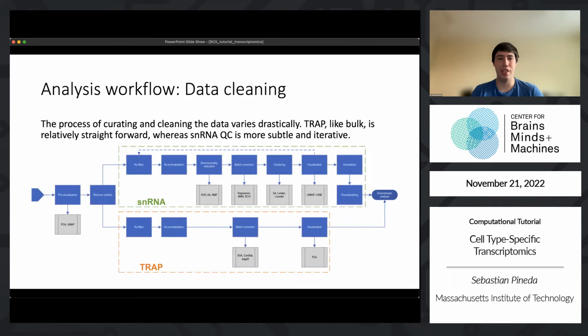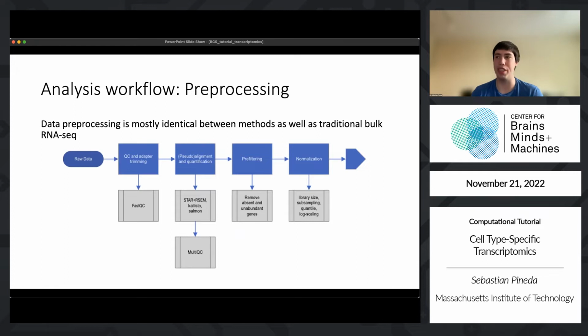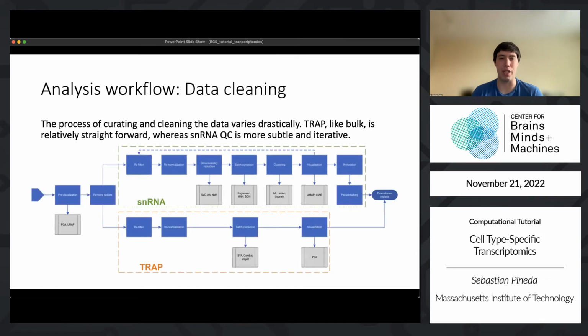And once you have that, this is where things start to diverge. Most of the QC for TRAP, and really any bulk RNA-seq, is done at the pre-processing stage. If your reads are bad, if you have samples that are bad, you toss those. But once you verify that your raw sequencing data is good and you've done all the basic pre-processing, from here on out, it's very, very simple. You can look for things like batch effects. You can look for things like outliers and maybe drop a sample or two, but for the most part, you can just go straight to the downstream analysis.